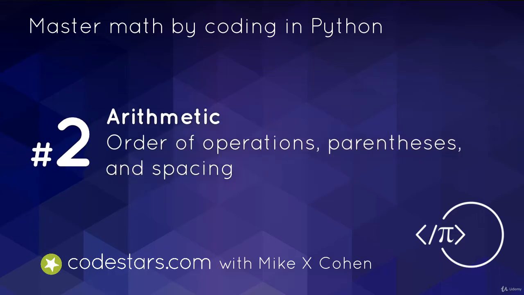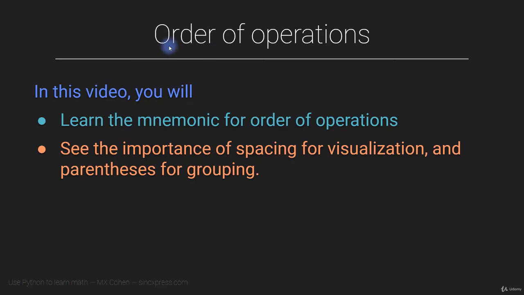In this video, I'm going to introduce you to something called the order of operations. This is an important principle in arithmetic and also for implementing arithmetic in code. You will also see the importance of spacing and parentheses in Python. In particular, you will learn that spacing is important for visualization, whereas parentheses are important for grouping terms together.